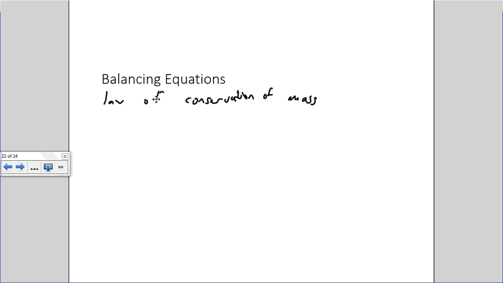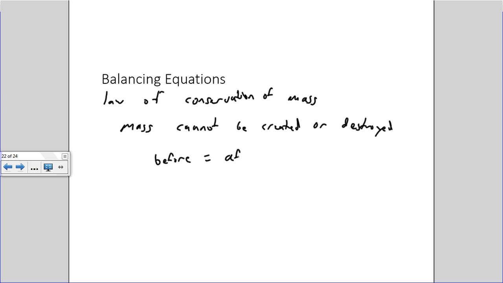The law of conservation of mass basically says mass cannot be created or destroyed. What this means is everything at the beginning has to equal everything at the end. So before has to equal after in any chemical equation. We've got a couple of examples of equations to balance.